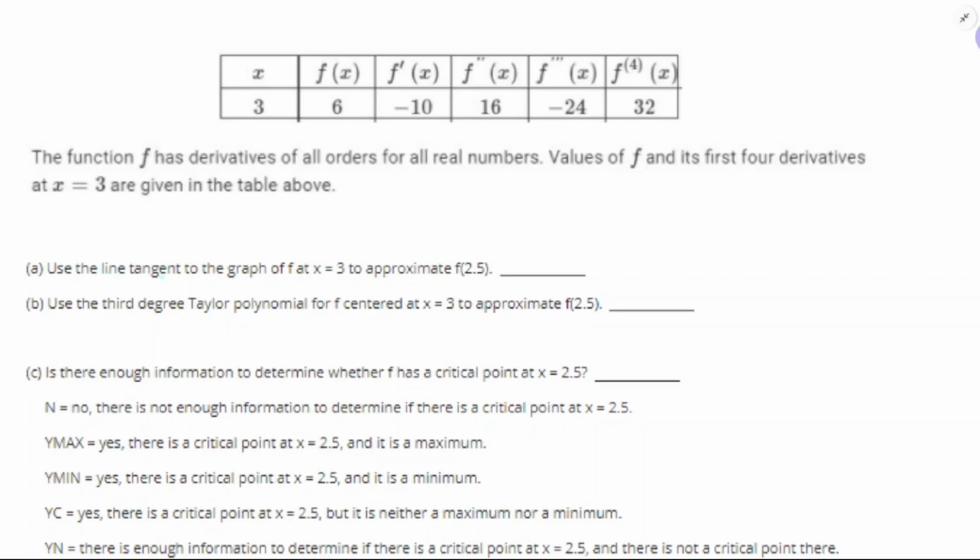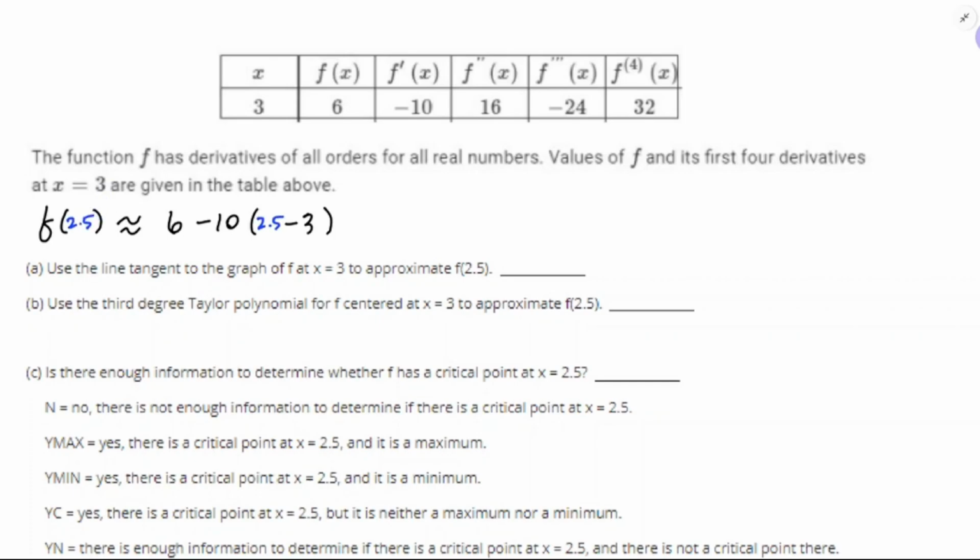Well, the line tangent is the first degree Taylor polynomial, so I'm going to say f of x is approximately equal to, and I'm just going to start with the tangent line as the first degree Taylor polynomial, f of 3 plus f prime of 3 times x minus 3 to the first, plus f double prime and stuff like that. But for now, we're going to use the line tangent to the graph of f to approximate f of 2.5.